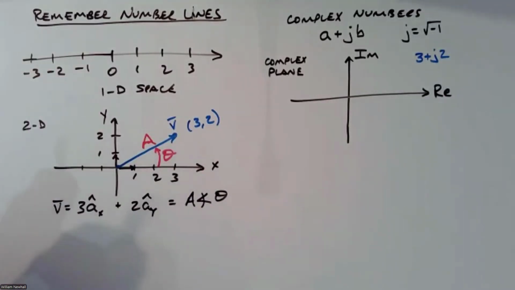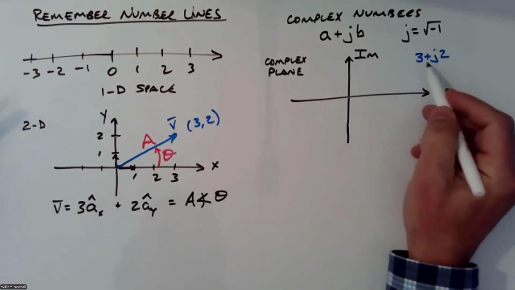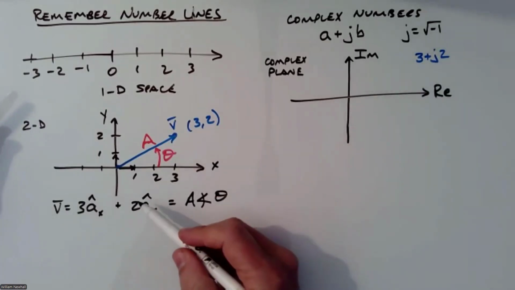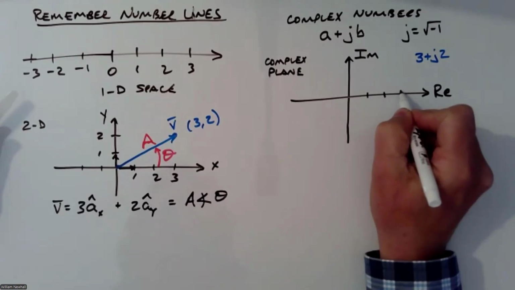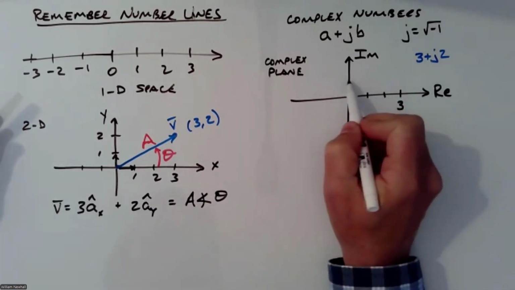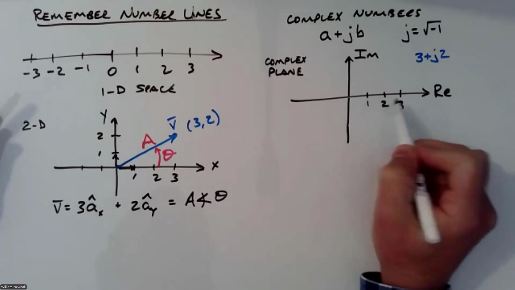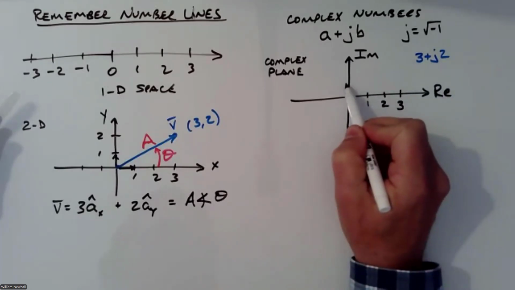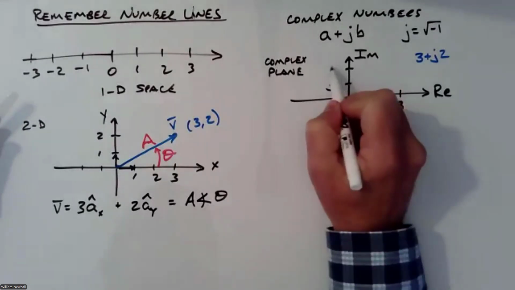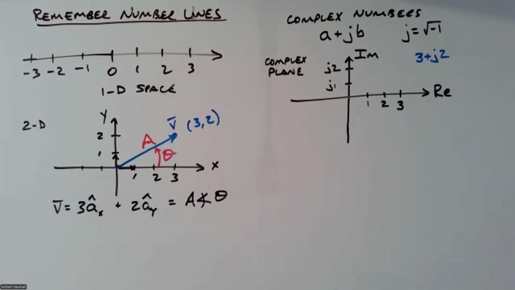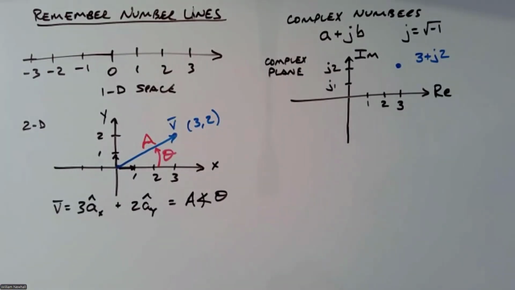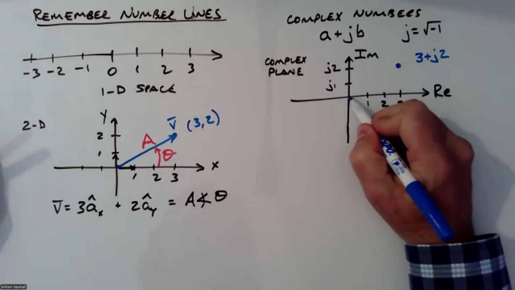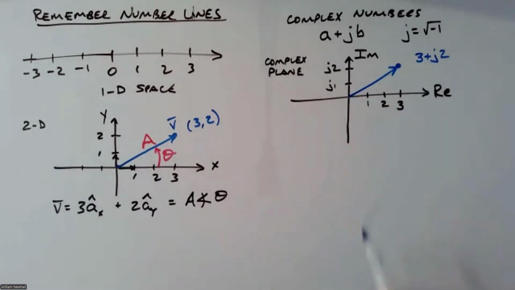And what you can do is represent this complex number just like we represented X and Y on the two-dimensional plane here. So 1, 2, 3. This is 3. So 3 along the real axis, right? That represents 3. And J1, J2 along the imaginary axis, and that would put us right here on the complex plane.